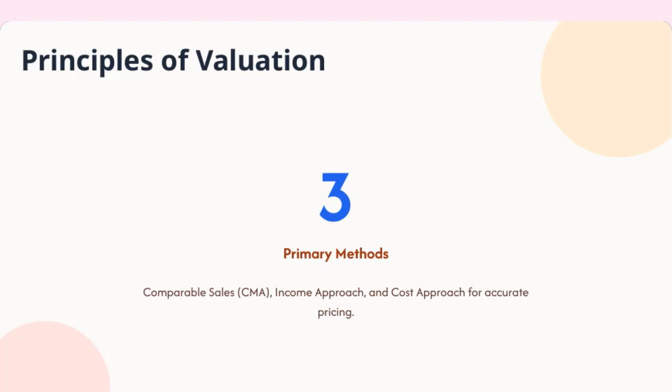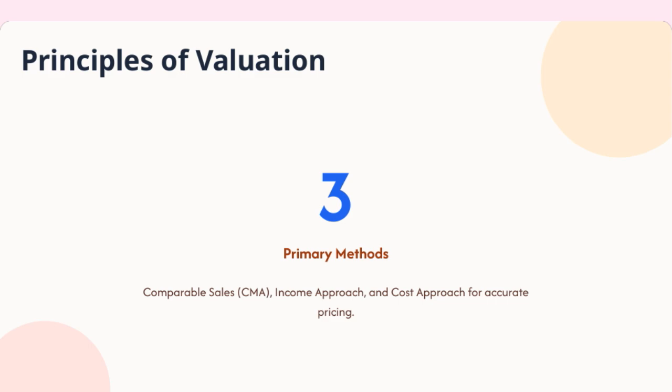When it comes to determining accurate property pricing, we rely on a few primary methods. First, there's the comparable sales, or CMA, approach, which involves looking at similar properties in the area that have recently sold. This gives us a real-world benchmark for what buyers are willing to pay. Next, we have the income approach, which is especially useful for investment properties. This method estimates value based on the income the property can generate, helping investors see the potential return.